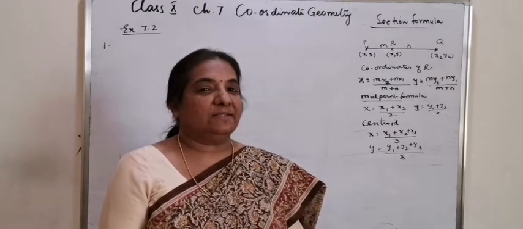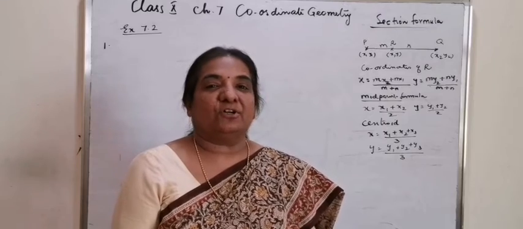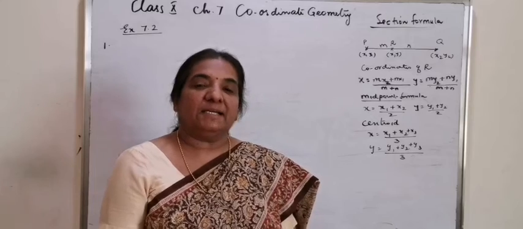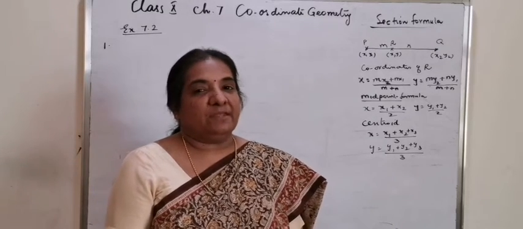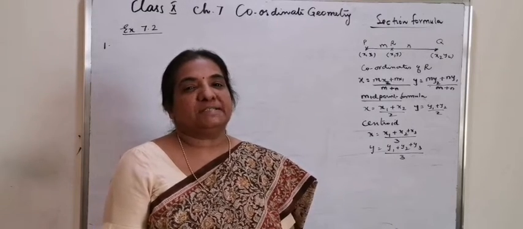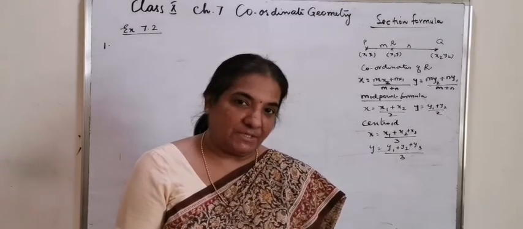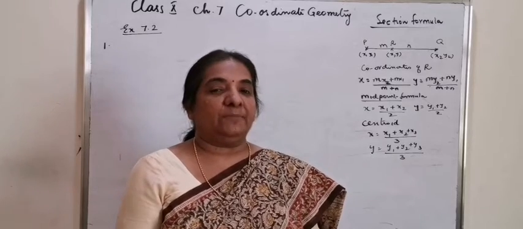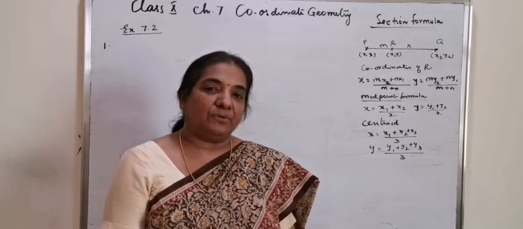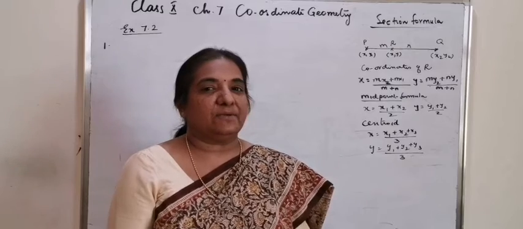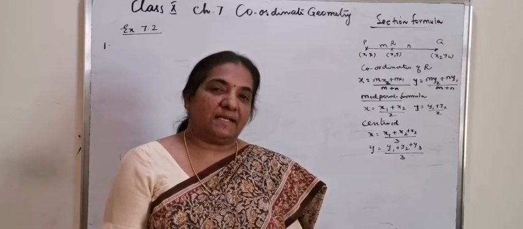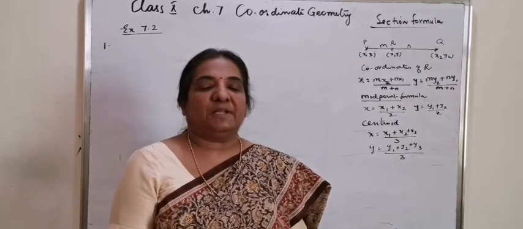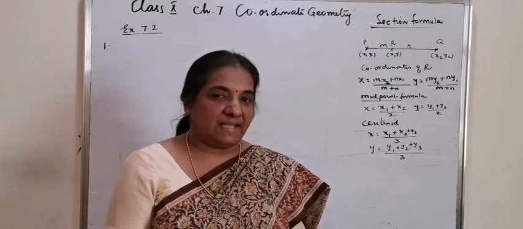Section formula deals with finding the coordinates of a point which divides a given line segment in a particular ratio. If a line segment joining two points (x1, y1) and (x2, y2) is divided at a point C in a ratio m:n, the coordinates of the point can be found using the formula x = (mx2 + nx1)/(m + n) and y = (my2 + ny1)/(m + n).